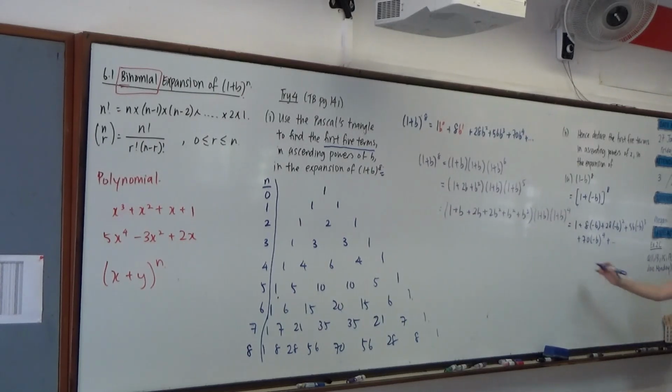Then of course we've got to simplify. And notice that your negative and positive signs, or your operations, run in an alternate manner. And the reason is because when it is to the power of an odd number, your negative sign will still remain, because negative times positive times negative will be negative, right?